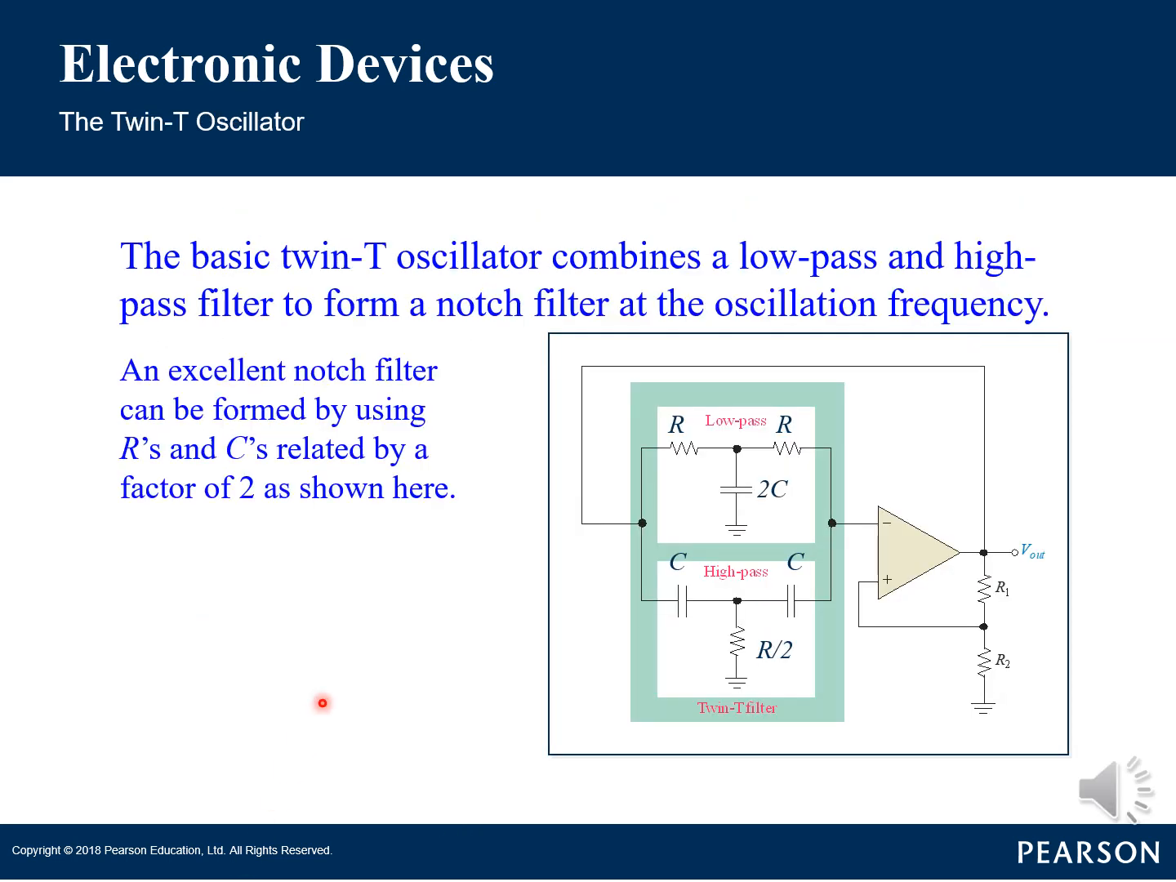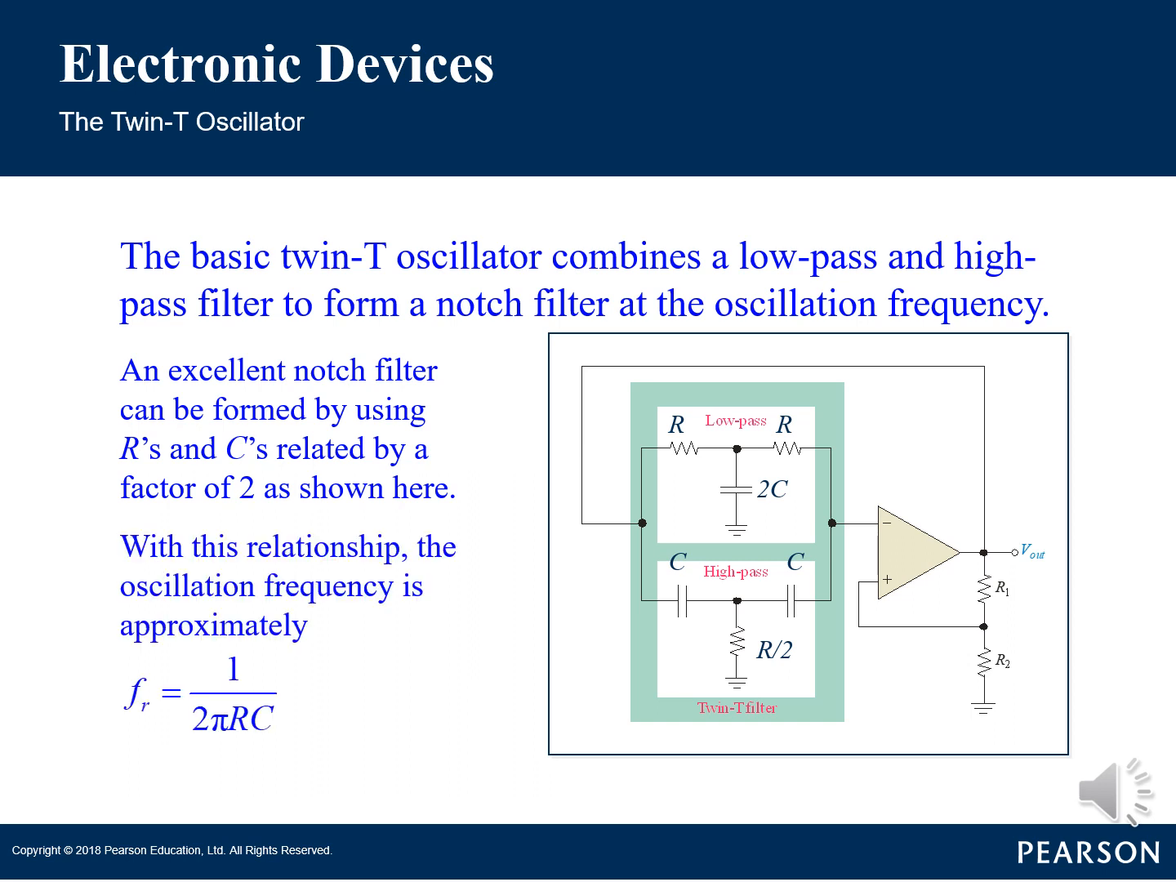The third and last example for RC feedback oscillators is the twin-T oscillator. The basic twin-T oscillator combines a low-pass and high-pass filter to form a notch filter at the oscillation frequency. An excellent notch filter can be formed by using Rs and Cs related by a factor of 2, as shown here. With this relationship, the oscillation frequency f_R is approximately 1 over 2 pi RC.